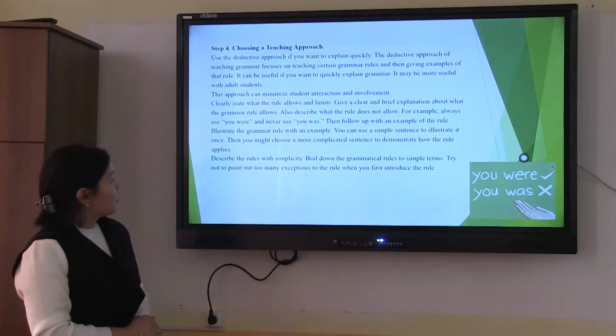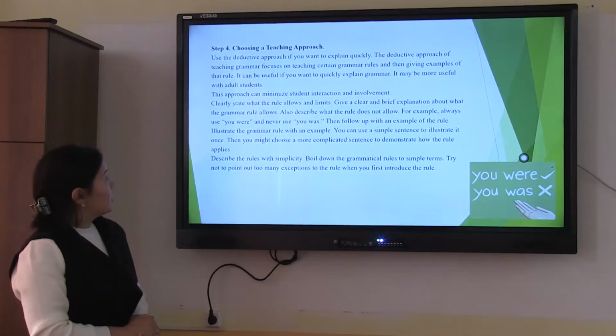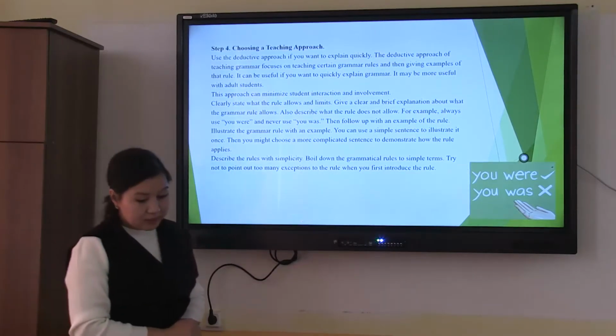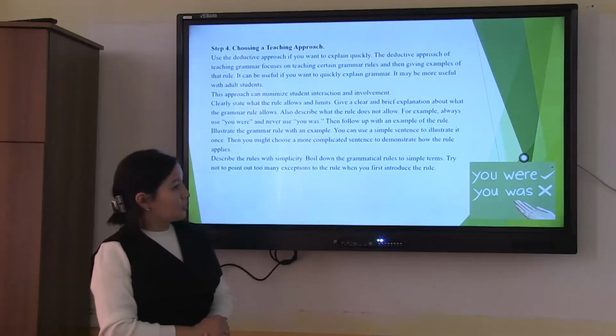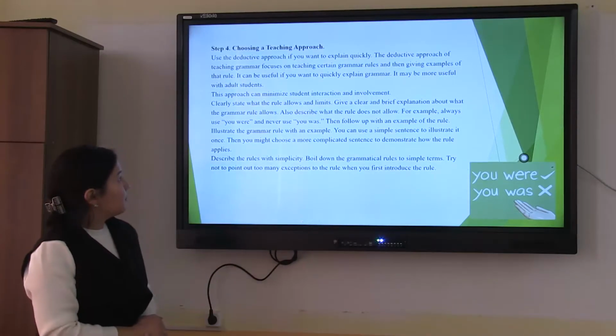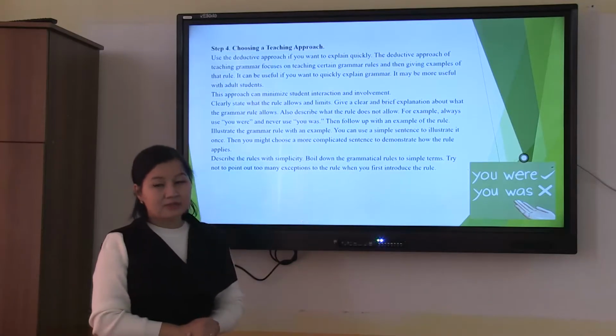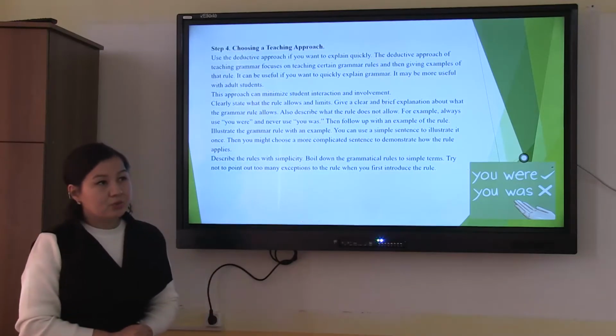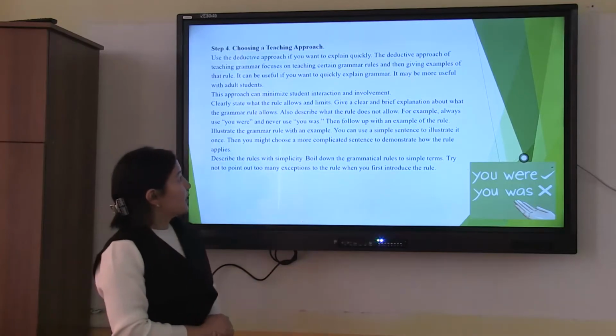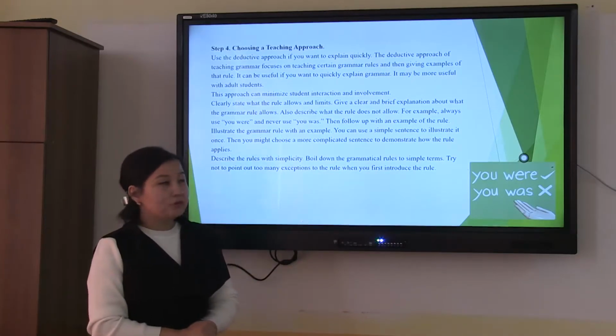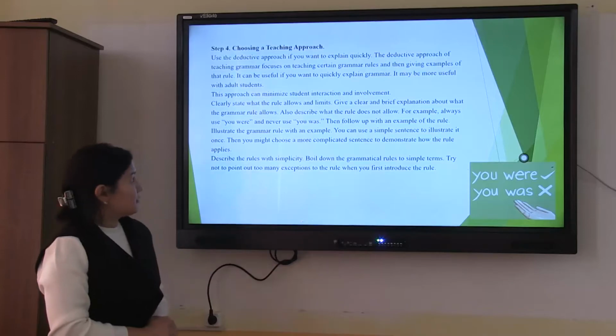Step 4, choosing a teaching approach. There are several methods, approaches, techniques for teaching grammar. The most widespread are inductive and deductive. If you want to explain grammar quickly, then you have to use the deductive approach.